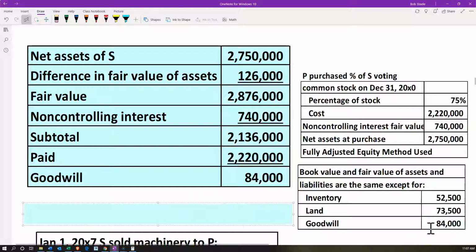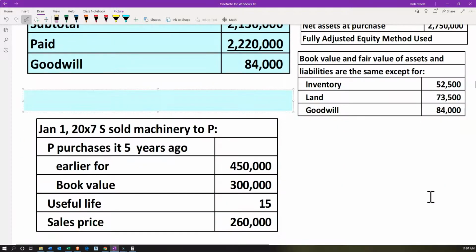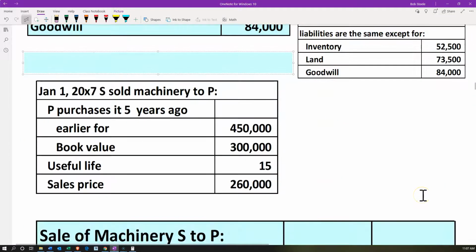Now, of this differential, the differential is the 126 and the 84,000, or you can see it over here, the 52.5 inventory, land, and goodwill. The inventory is the one that's a little bit funny because it's going to basically reverse out. So we expect the inventory to sell, and then that part of the differential will, in essence, go away.